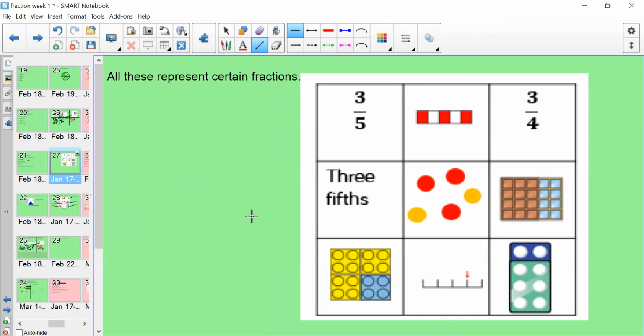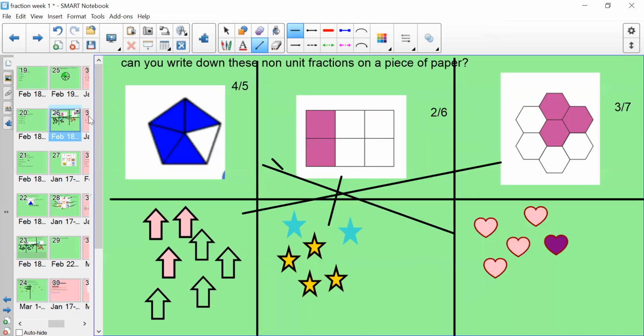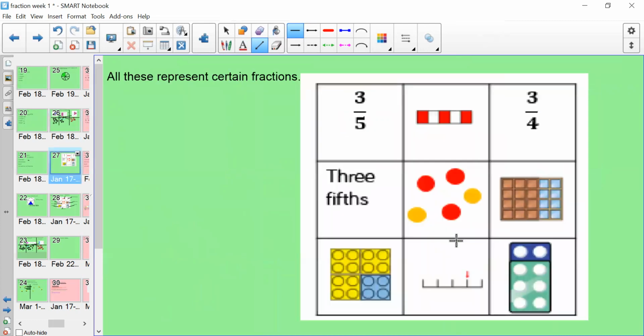So can you match any of these pictures that you think might go together? So we can represent fractions in different ways, like we've just seen in the previous picture. We can represent it through shapes and we can represent it through pictures. And these are other ways we can represent it as well. So we've got some shapes, we've got some pictures, we've got the actual fraction, we've got the words, and over here we've got a number line, and we've got some Numicon, and it looks like some Lego.